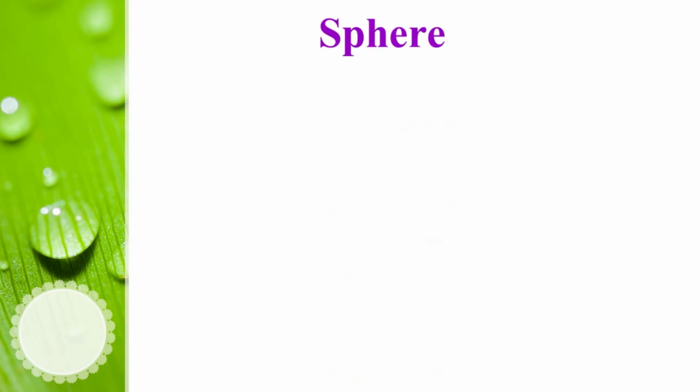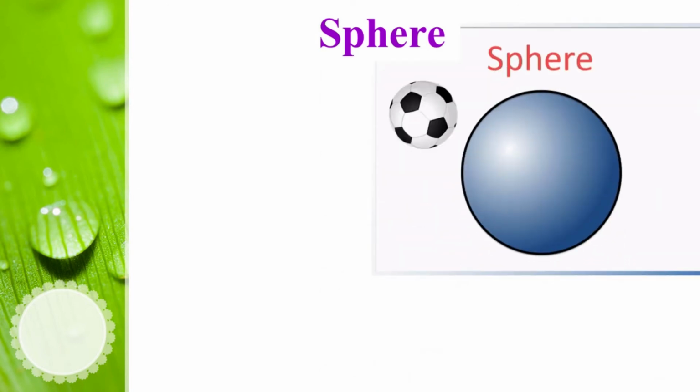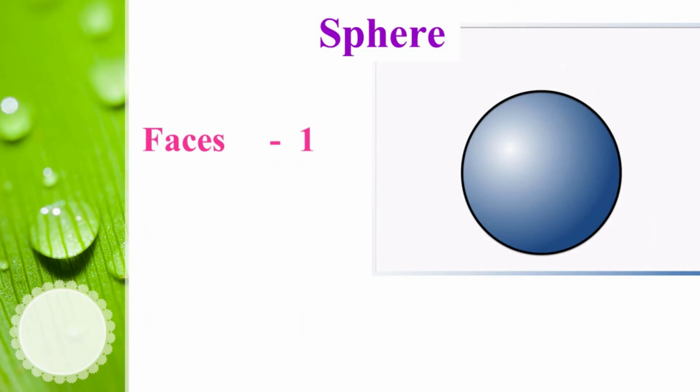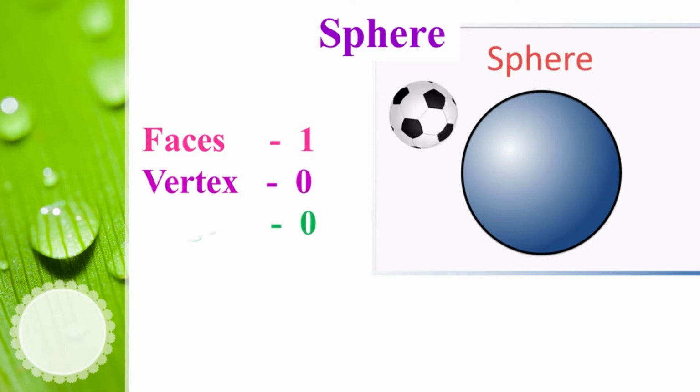Sphere, one of the interesting 3D shapes. Best examples for sphere are football, cricket ball and so on. Only one face is there in a sphere. There is no vertex and also there is no edge.